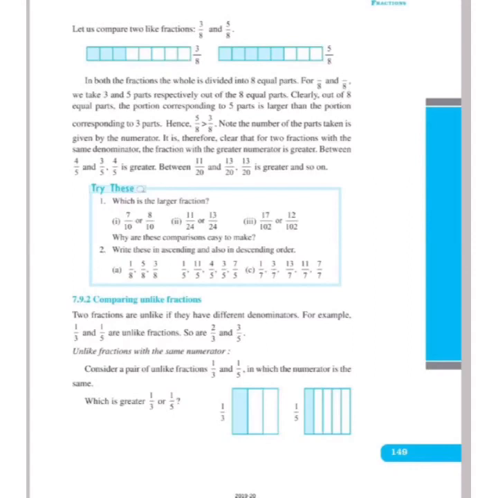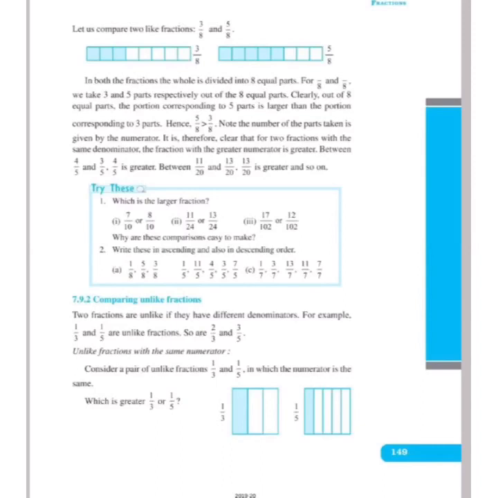In this, both the denominators are different. That means these are unlike fractions, and now we have to find out which one is greater among these. Children, when we compare two unlike fractions, first we have to make the denominators the same. We have to make the denominators common.